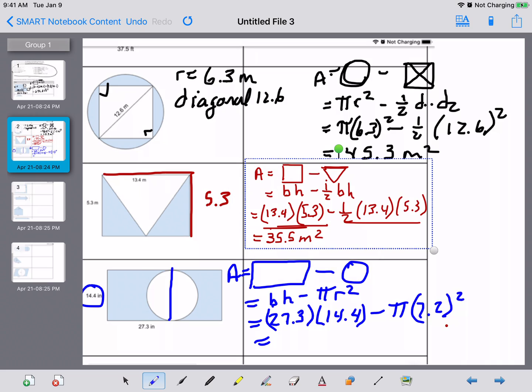And now I reach for my calculator again. So now I've got 27.3 times 14.4 minus pi r squared, pi times 7.2 squared. And I get 230.259, which rounded to the nearest tenth is 230.3. And I have inches squared.